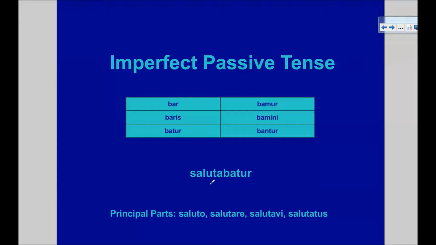Here are your practice sentences. Press pause, translate, and press play for your answers.